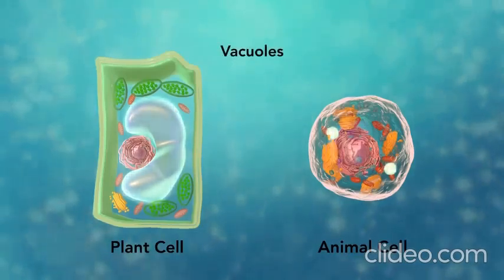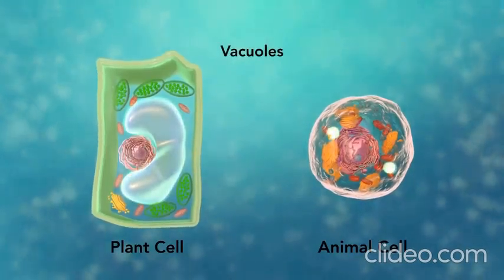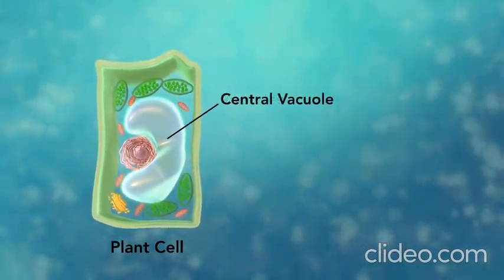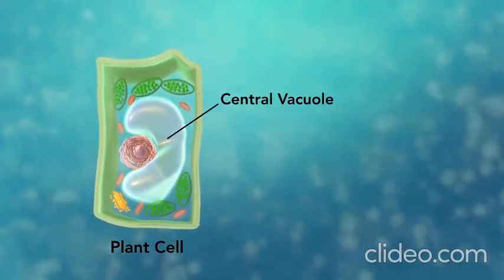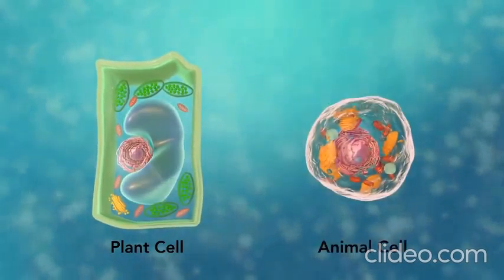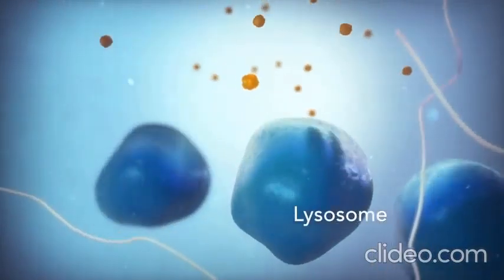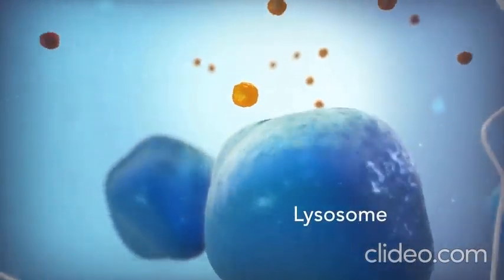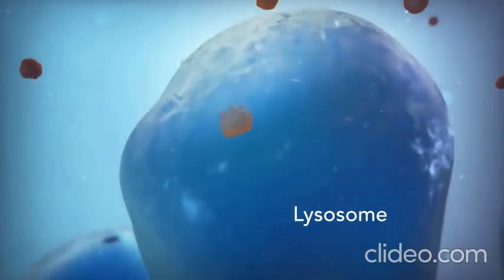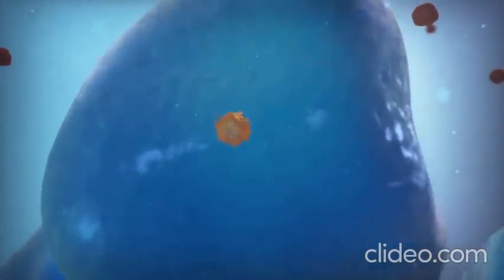Vacuoles are sac-like structures that store different materials. Here, in this plant cell, the central vacuole stores water. Going back to the animal cell, you will see an organelle called a lysosome. Lysosomes are the garbage collectors that take in damaged or worn-out cell parts.